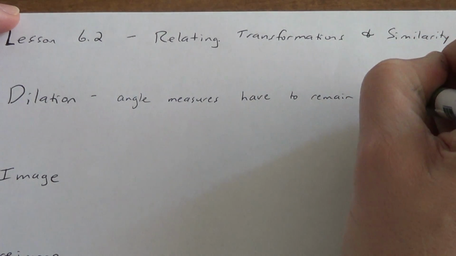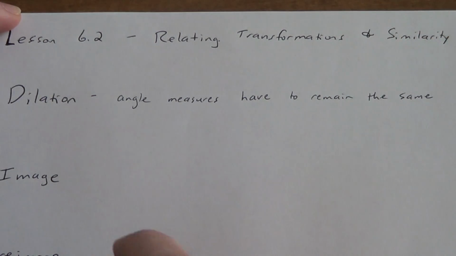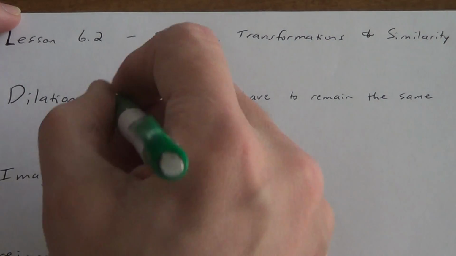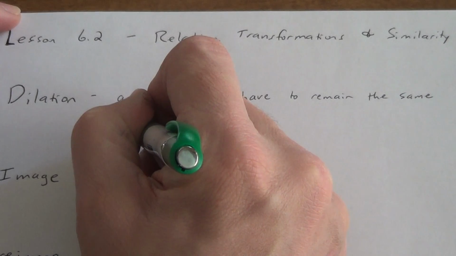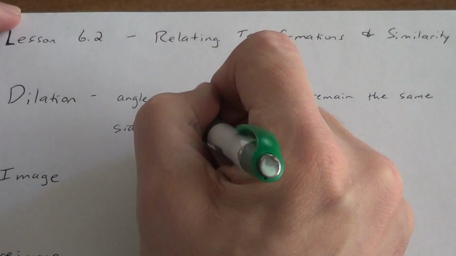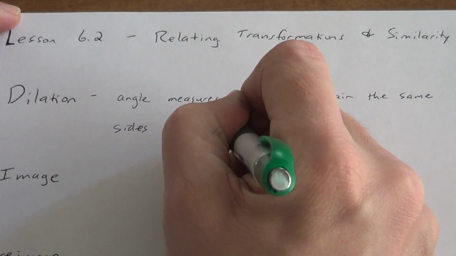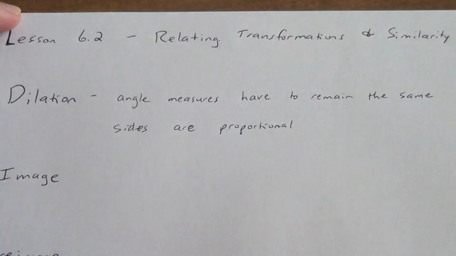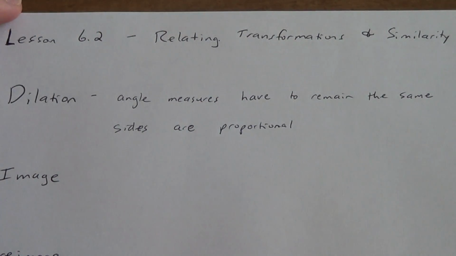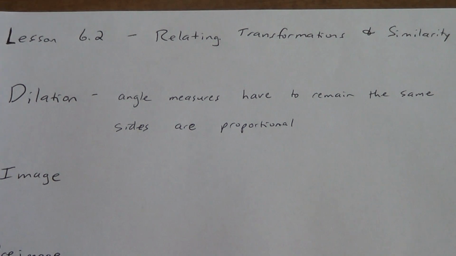If you think back to what we learned in lesson 6.1, we learned that angles are congruent and the sides are, does anyone remember what that word was? Angles are congruent, corresponding angles are congruent, and corresponding sides are proportional. Okay, corresponding sides are proportional. So as we do this transformation, the measurements of the angles are going to stay the same, the measurements of the sides are going to change, but they're going to be proportional.